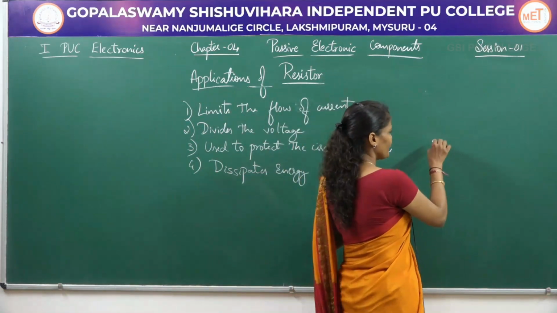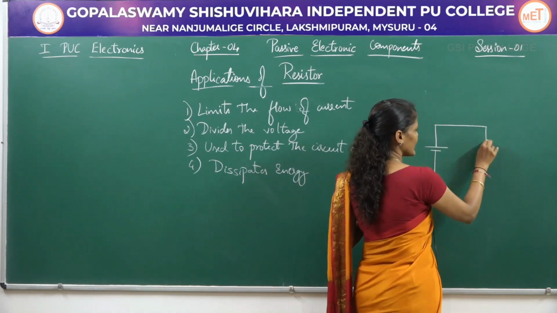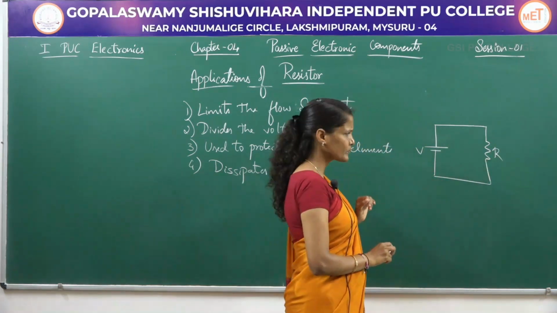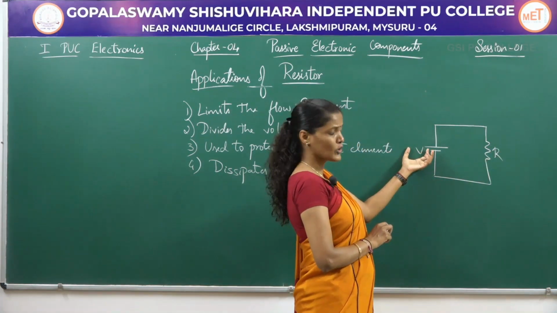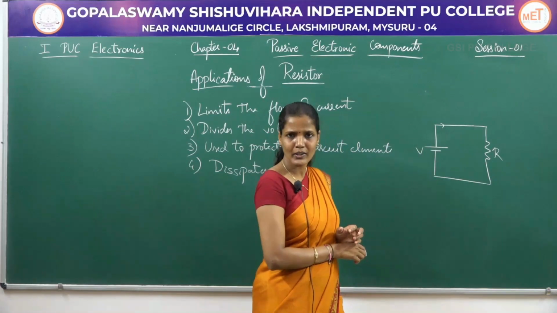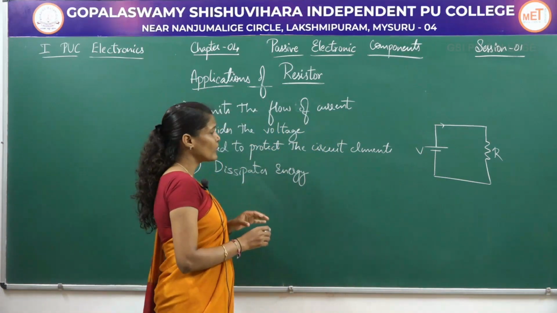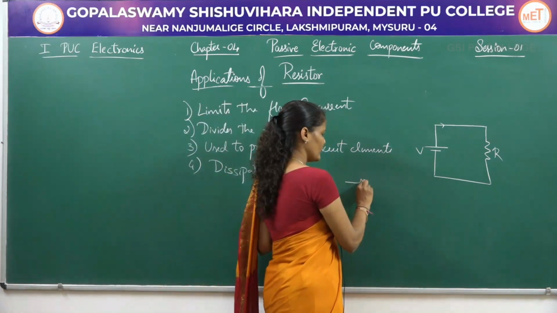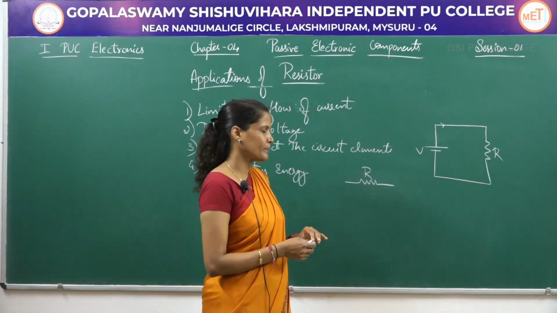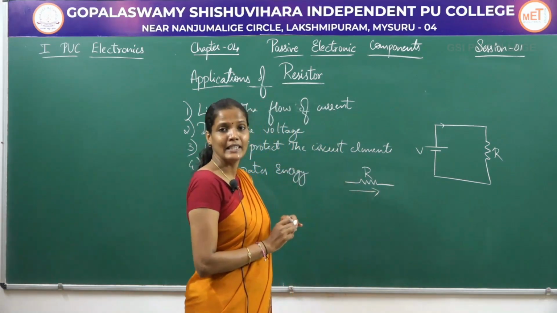Suppose I am having a voltage source, then here I am having a single resistor. So this is a voltage source, this is a resistor. So as soon as this voltage source is turned on, then the current starts flowing in the circuit and that current flows through this resistor. So limits the flow of current, if I am going to consider a single resistor whose value is, let me think it as R. So the current which flows through this resistor will be limited.